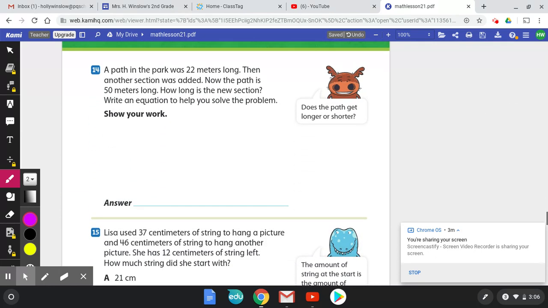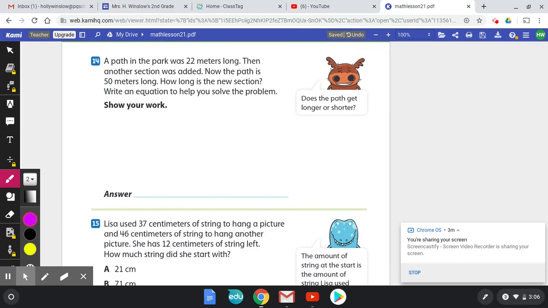All right. Number 14. A path in the park was 22 meters long. Then another section was added. Now the path is 50 meters long. So how long is the new section? So we know it was 22, and we know another section was added, but we don't know what that section is. And now we know the total is 50 meters long. So we need to find our unknown, which is that question mark.